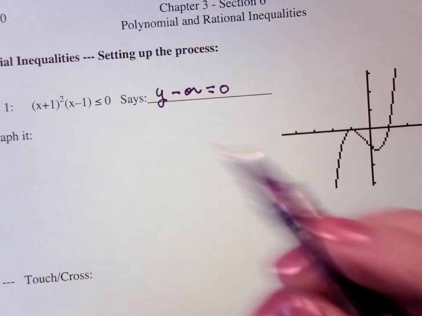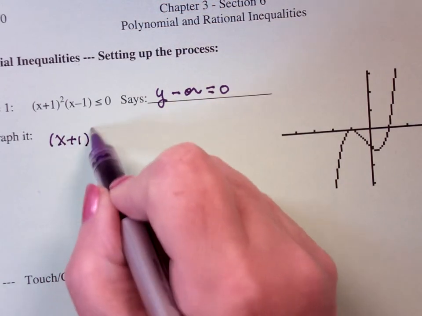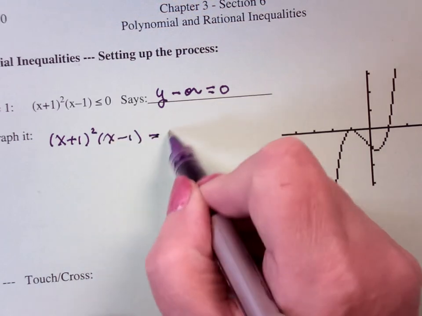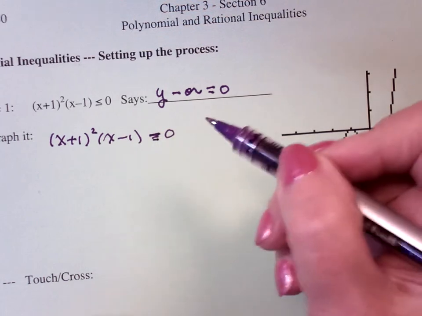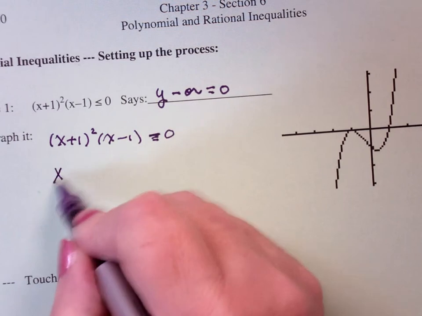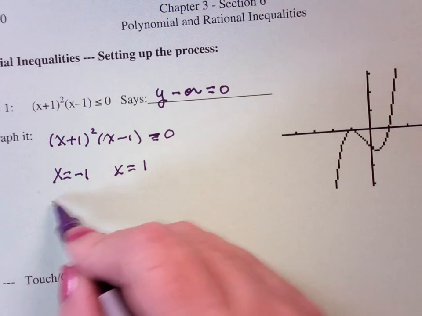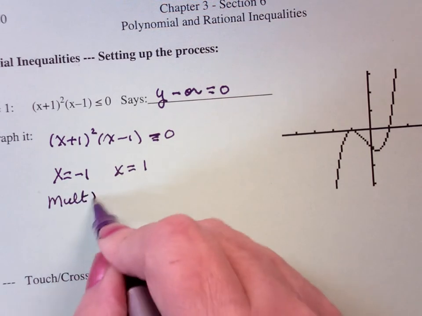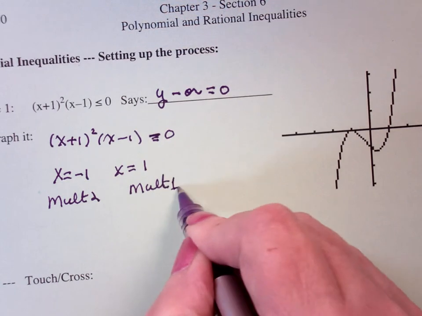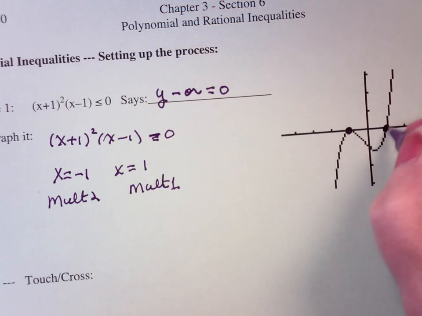And the first thing that we did is we went in and we set this thing equal to 0. Yeah, we're revisiting it to get the zeros. And we found that x was -1 and x was +1. -1 was multiplicity 2, and +1 was multiplicity 1. That was this point right here, and this one right there.